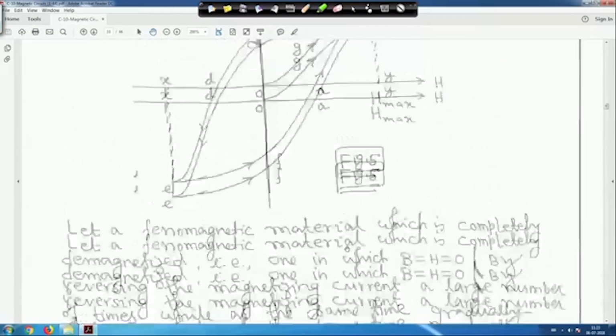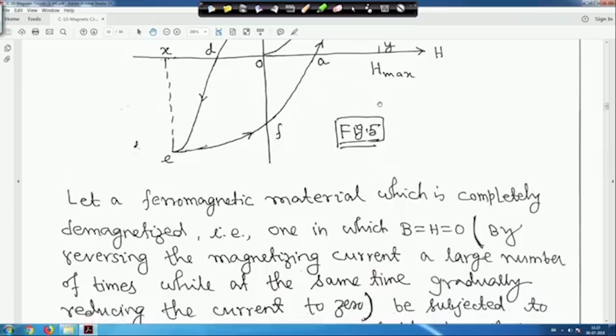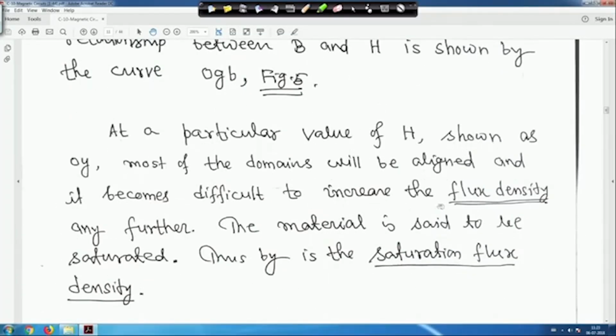That means now the current is increasing, you will reach a value that is OY, this is O and this is your Y, OY. So, after that even if you try to increase H max, that is I, you will find that flux density is not increasing. So, this is the maximum value after saturation, and this is your maximum flux density, and you can say the material is saturated. That is why it is written here that after that flux density will not increase, the material is said to be saturated.